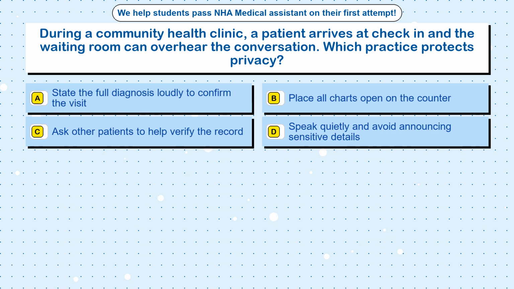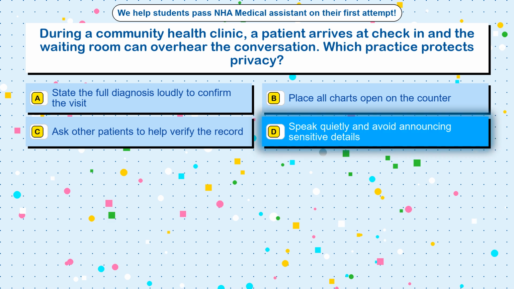Question 53. During a community health clinic, a patient arrives at check-in and the waiting room can overhear the conversation. Which practice protects privacy? Option A. State the full diagnosis loudly to confirm the visit. Option B. Place all charts open on the counter. Option C. Ask other patients to help verify the record. Option D. Speak quietly and avoid announcing sensitive details. The correct answer is option D.